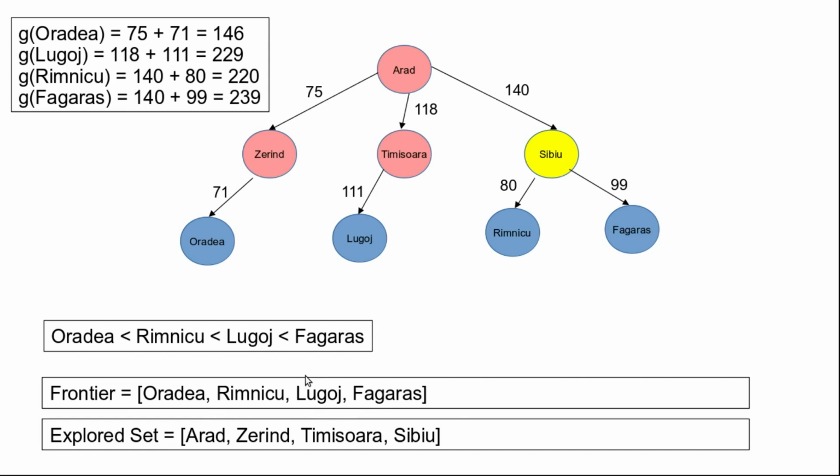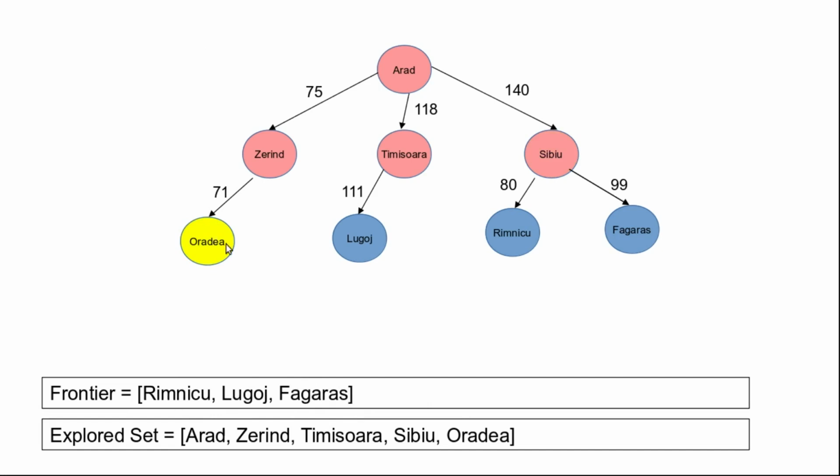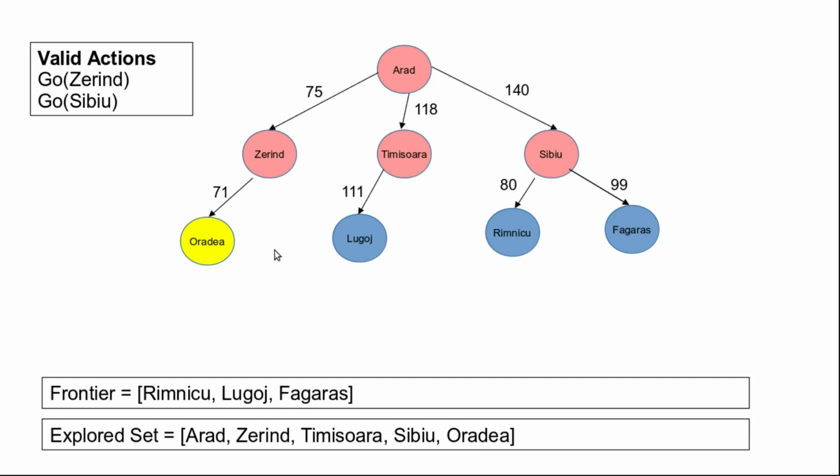And now when we select the next node for expansion, Oradia will be selected. First we check whether it is a goal node. It is not a goal node. So we enter it into the explored set, and then we consider what the valid actions are in this state. The two valid actions are, we can go to Zerind or we can go to CBU, and both these nodes are already present in the explored set, and hence no new nodes will be generated for Oradia. And we have to select now the next node, and the next node will be Rimniku.